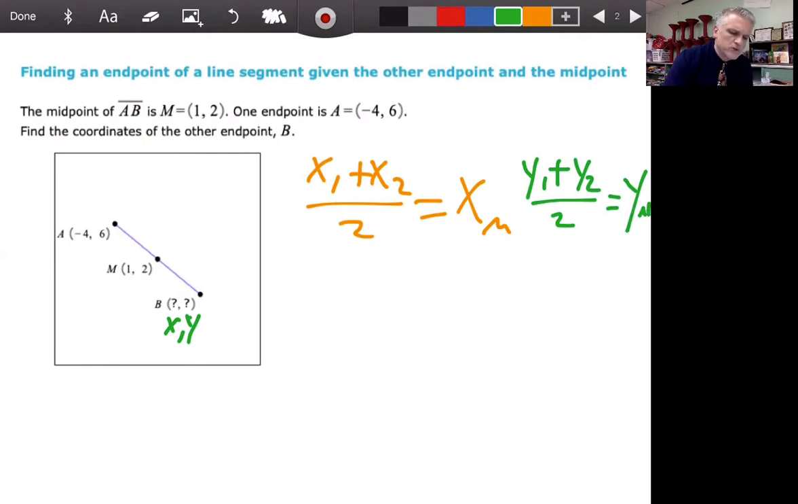Now I'm just going to substitute what they gave me. They did not give me one of the x's and one of the y's, so I'm going to call that x1 and y1. I'll put little ones here. They did not give me x1, but they gave me the other endpoint's x, which is right there, -4, and the x of the midpoint is 1.